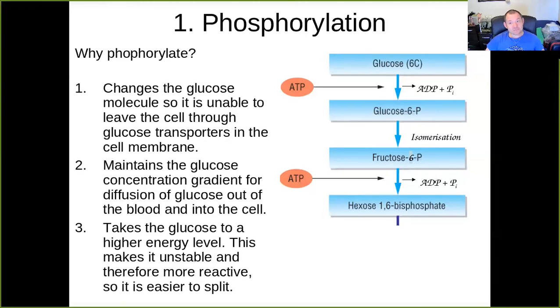The third reason, and one of the most important reasons that we put a phosphate onto glucose, is to raise it to a higher energy state. Imagine that phosphate kind of hanging off the glucose with a spring, just waiting to be released. It's spring-loaded phosphate. And that starts reactions going. So glucose becomes glucose 6-phosphate, becomes fructose 6-phosphate as that ball bounces down the stairs, and then hexose 1,6-bisphosphate.